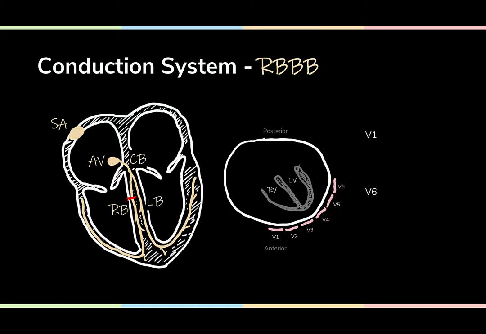And what's that going to do to the QRS? It's going to widen it again. Exactly. So it's much slower conduction, so you get a wide QRS. And now let's take a look at this schematic again on the right and think about what's going to happen to the precordial leads V1 and V6.